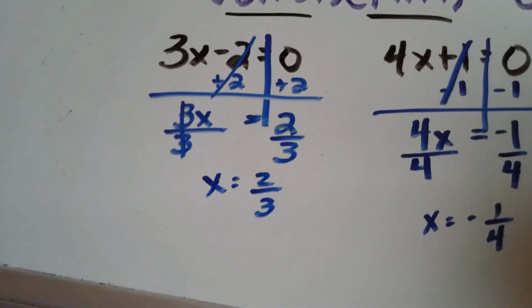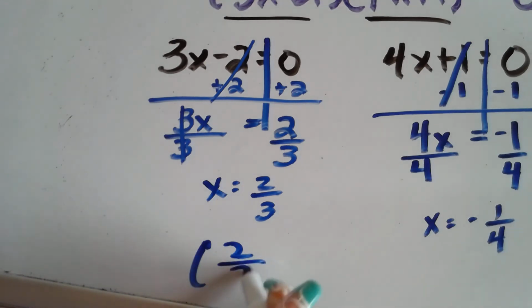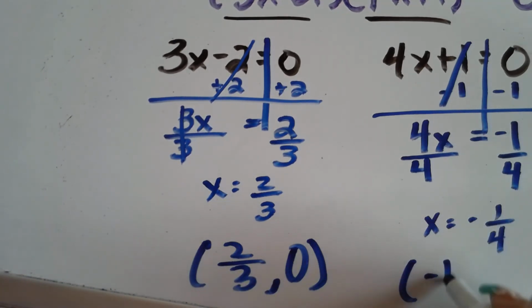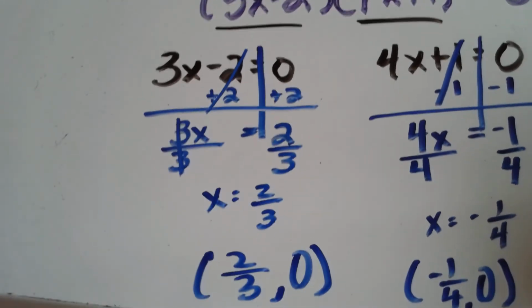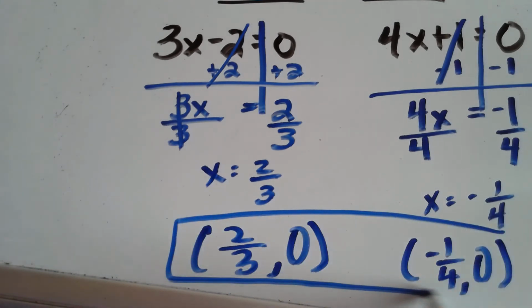So let's go ahead and write them as points. So if x is 2/3, we're going to say 2/3, comma, 0 here, and this one is negative 1/4, comma, 0 here. Okay, and those are your two roots, zeros, x-intercepts.